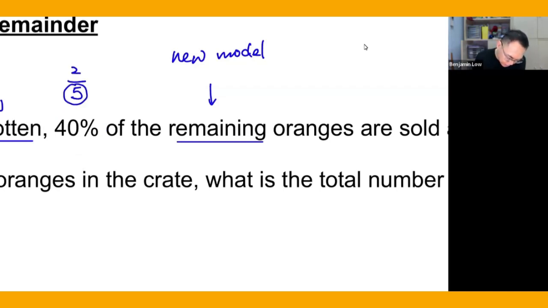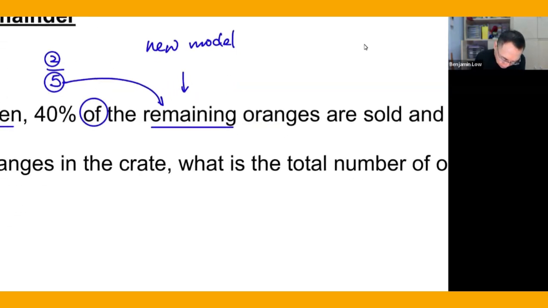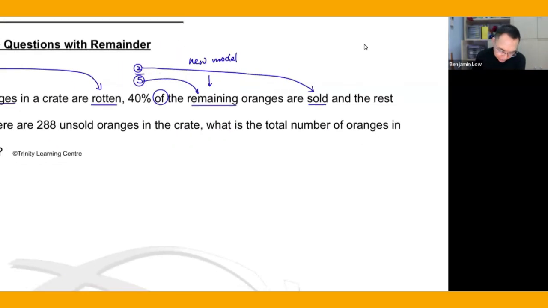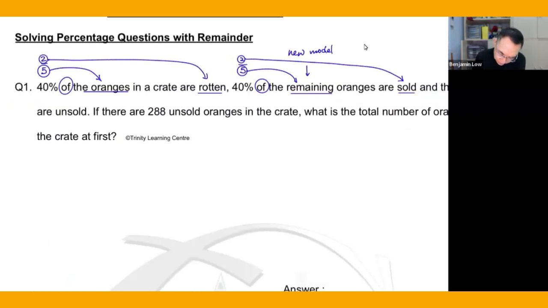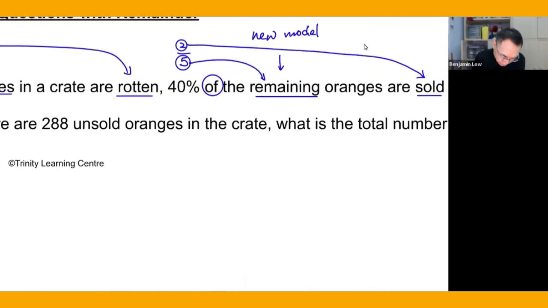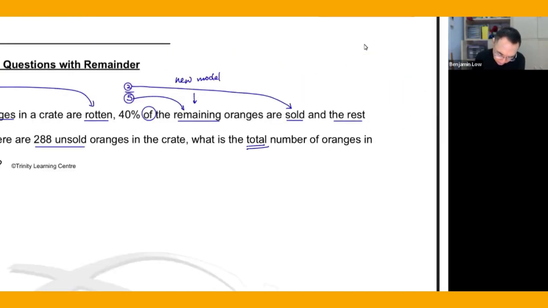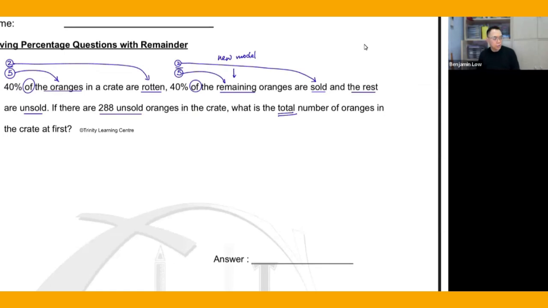This time the 5 represents the remainder, but the 2 are the ones that are sold. And the rest are unsold. There are 288 unsold. And the question is, what is the total? That's it. Okay, what is the total at first?